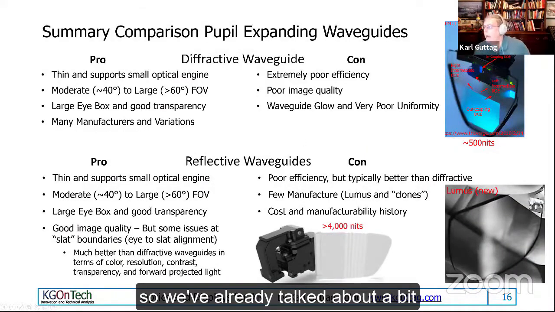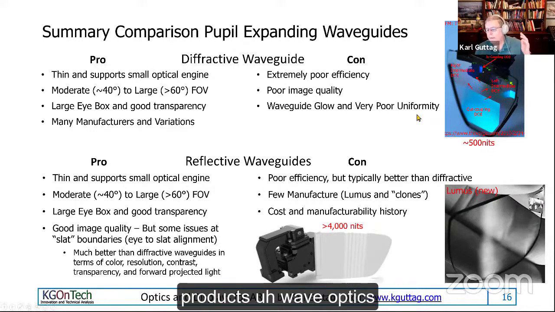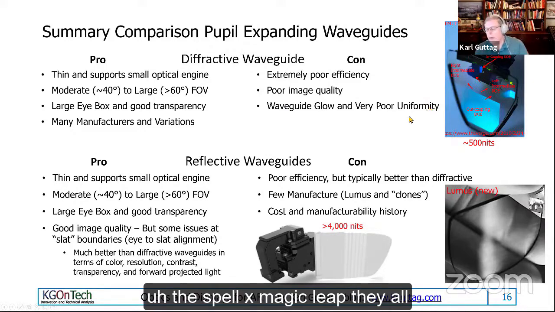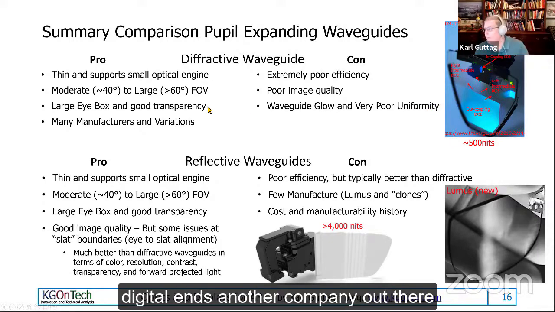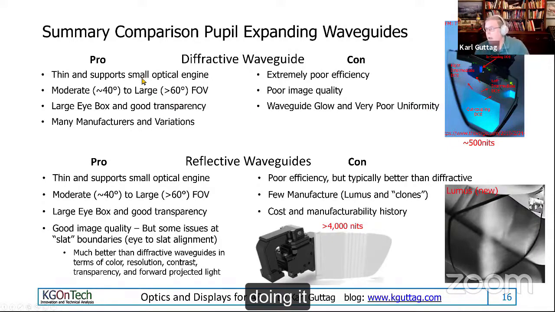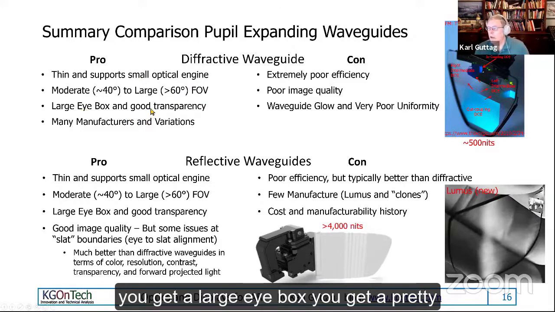So we've already talked a bit about diffractive waveguides. The most famous one these days is HoloLens, HoloLens 1 and 2, but it's been used in a myriad of products: Wave Optics, DispelX, Magic Leap. They all use diffractive waveguides. DigiLens is another company out there doing it. So there are many manufacturers. You get a large eye box, and you can get a pretty large field of view.